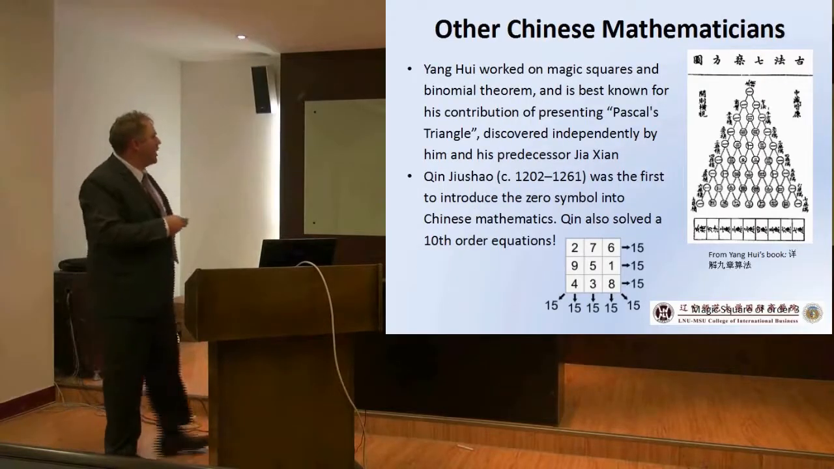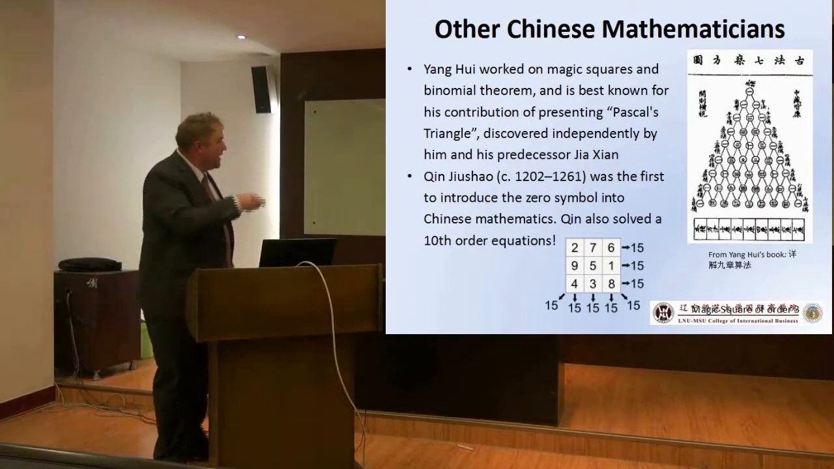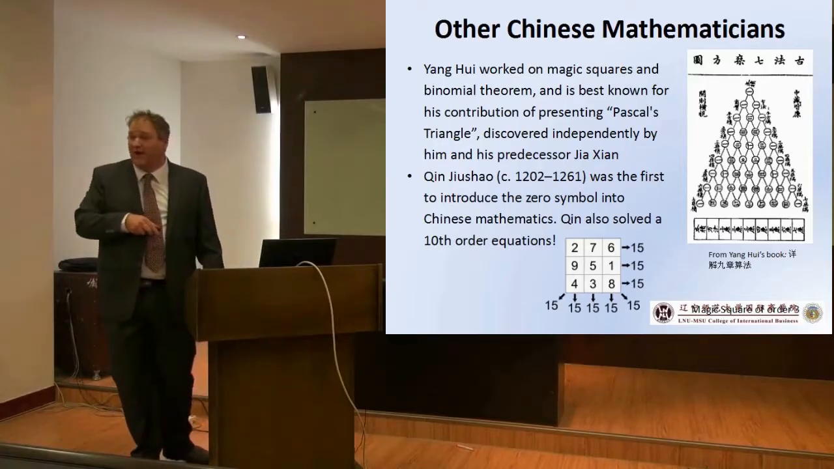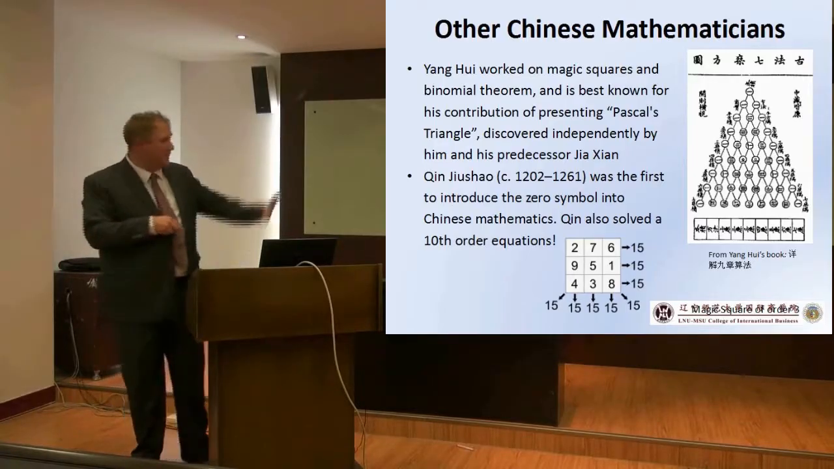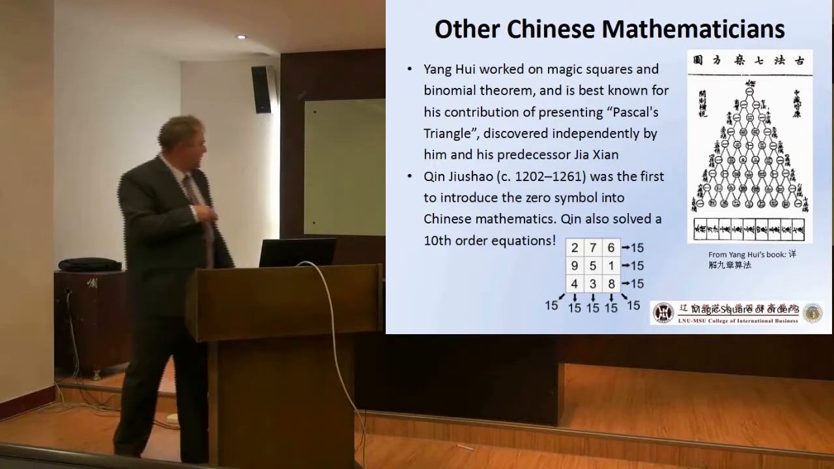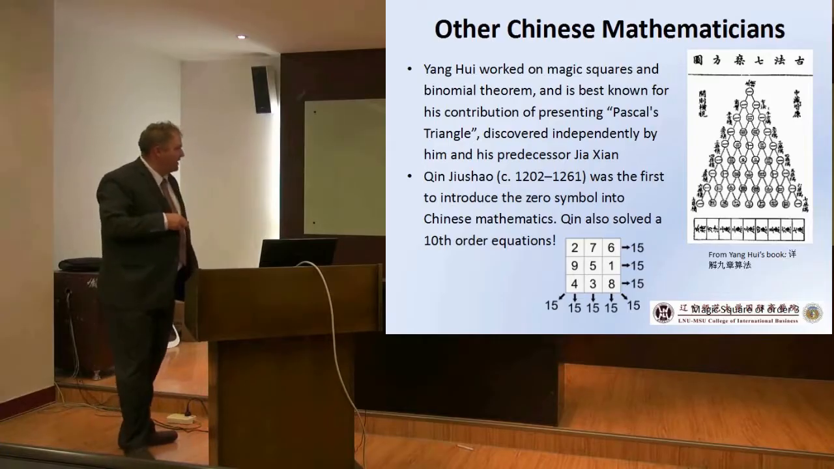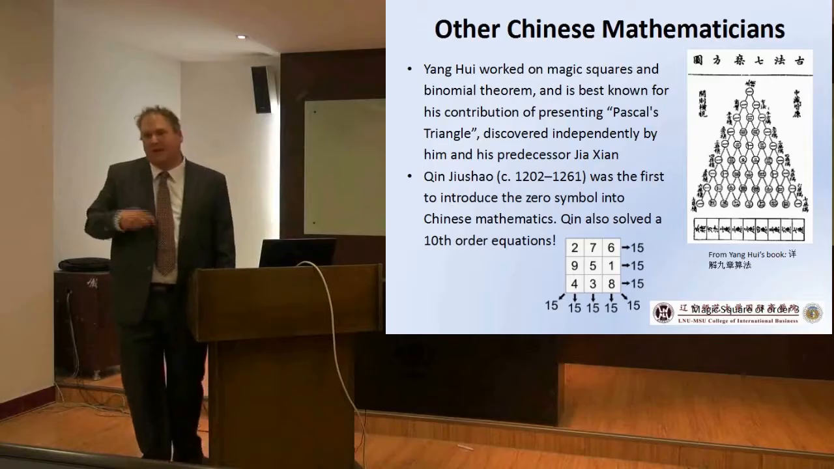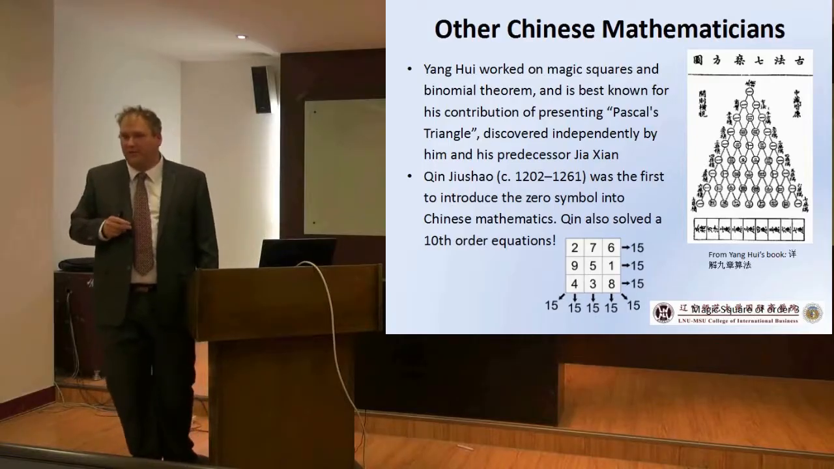Other Chinese mathematicians, Yang Hui, I don't know if I'm saying it right or not. You see this? This is what we call today Pascal's triangle. But it was already discovered way before that. This guy, Qin, I don't know how you pronounce this, Qin Jiu Shao, I guess. But what's amazing about this person, he solved 10th order equations. I mean, the guy was obviously a genius.